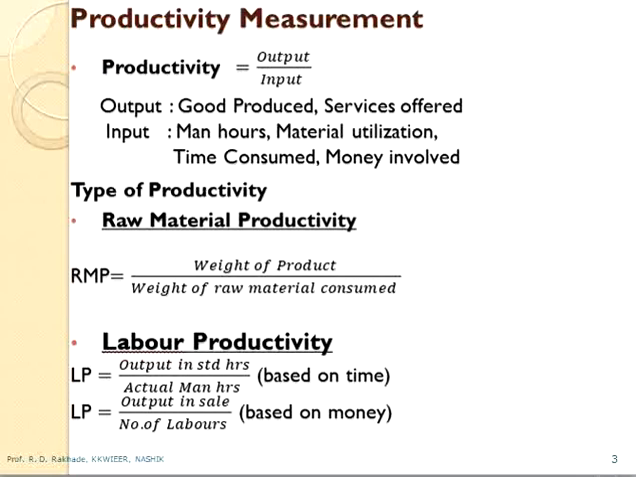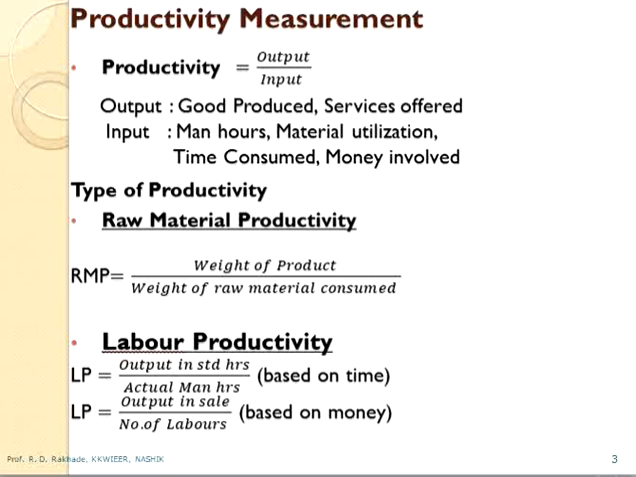So the first topic is productivity measurement. The first important formula is productivity. It is a ratio of output divided by input. Productivity, we can say, is the efficiency of any factory or company. In output we consider goods produced or finished products and services offered, meaning in both types of industry, that is the manufacturing sector or the service sector. So output is finished goods and services.